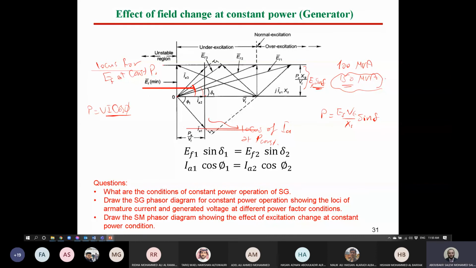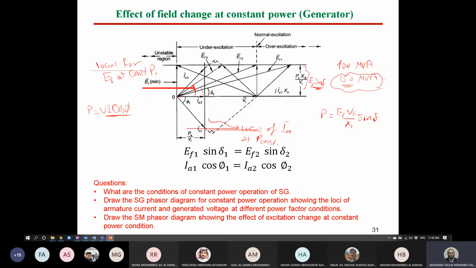So this phasor diagram is very important in solving problems. Whenever we have constant power and we need to change the excitation, the current, or the power factor, we can use these relations. Okay, guys? Is it clear?